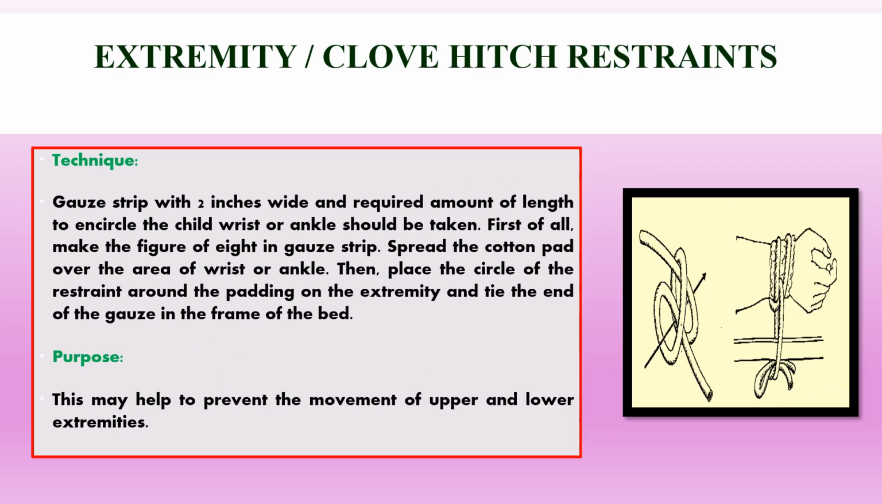Next is extremity or clove hitch restraints. To make the extremity restraints, we have to take a gauze strip 2 inches wide and of length according to the requirement, especially the amount which you want to encircle the child's wrist or ankle. First of all, we have to make one figure of 8 in the gauze strip. After that, keep the cotton pad over the wrist or ankle area. Then place the circle of the restraint around the padding and the extremity and tie the end. This is what you have to do.